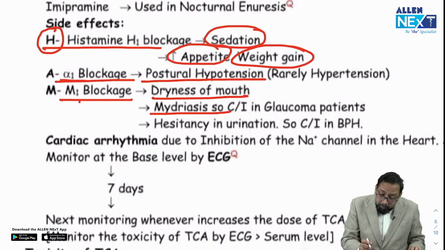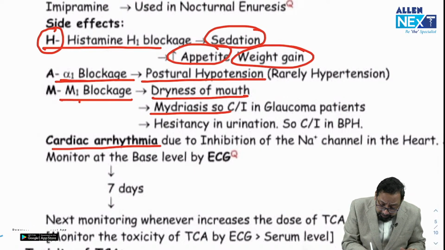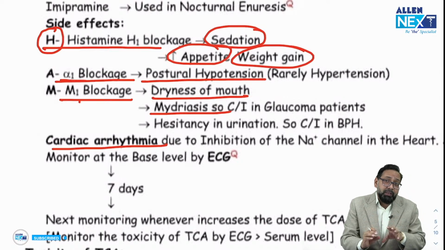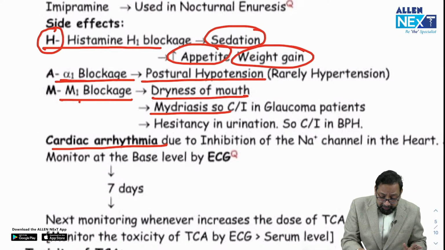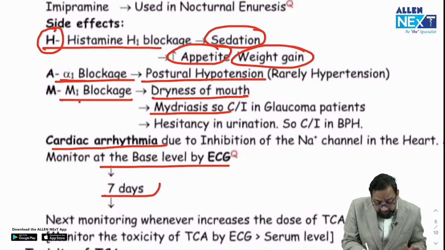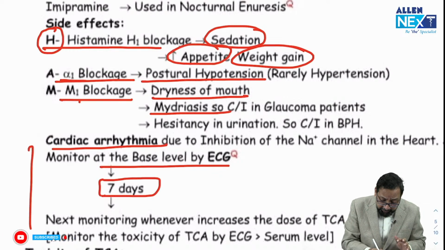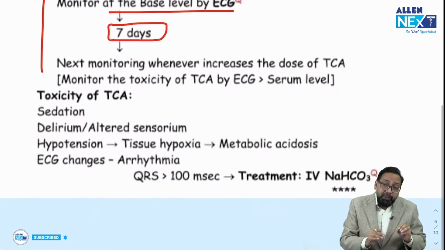Other than that, cardiac arrhythmia. That's why in tricyclic antidepressants, when we prescribe, we do monitoring by ECG at baseline, 7 days after starting, and whenever we increase the dose of TCA. This question has been asked. Now, what is the toxicity?